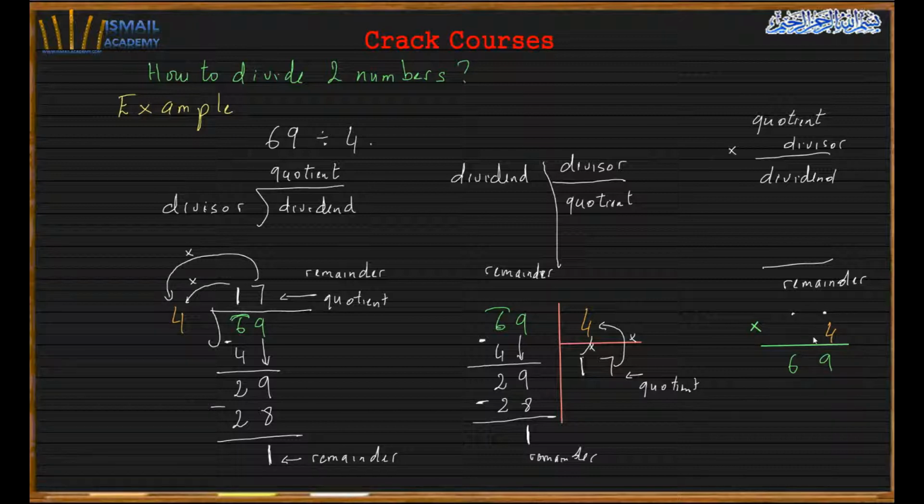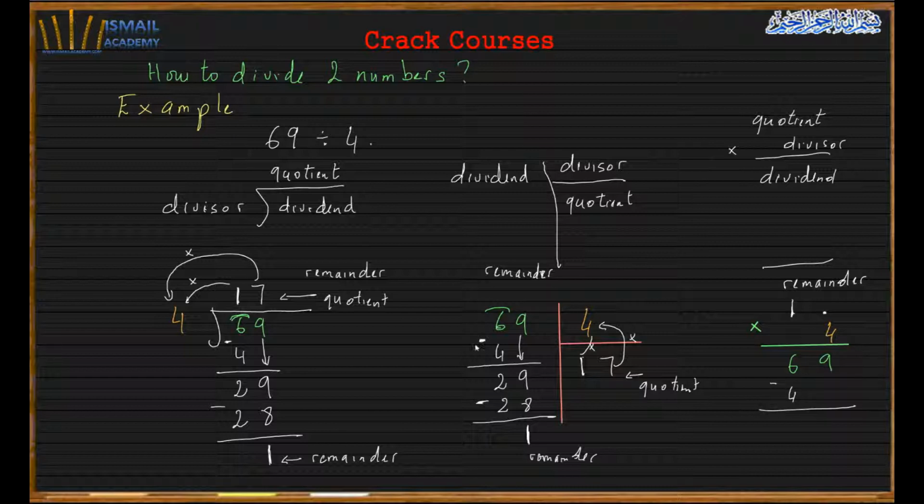So I will say, okay, which number? So I start always from the left. You see here we start from the left, here we start from the left. So here again I will start from the left. So which number times 4 gives me 6 or something close to 6? So it's 1. So I do 1 times 4 is 4. So I put 4 here, and I subtract.